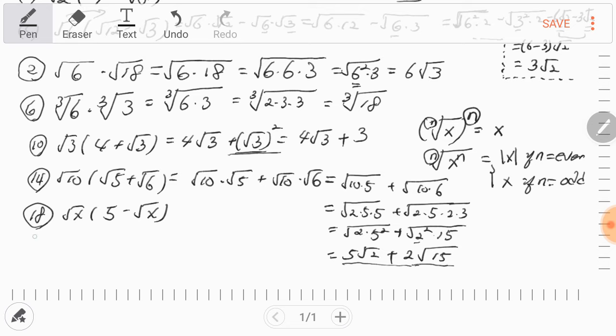Then let's do the next one. Okay, distribute. So 5 times square root of x minus square root of x multiplied twice. So this is equal to 5 square root of x minus, we can take this x out. But make sure this x, the index is 2. Index is 2, so we have to put absolute value.